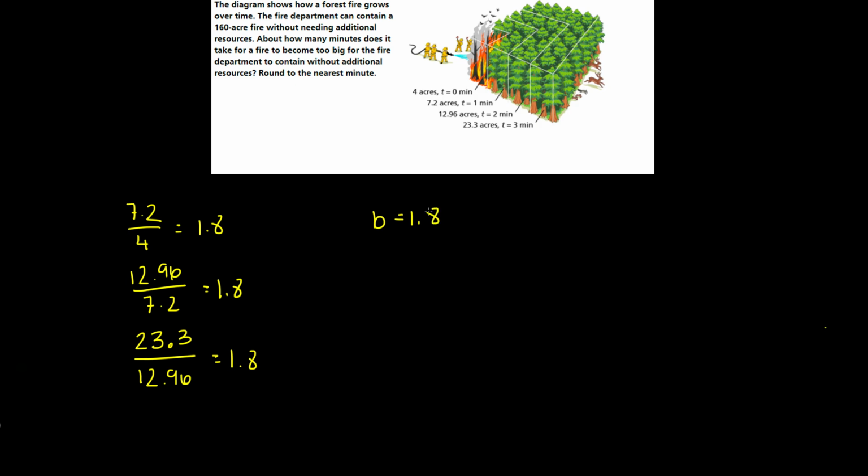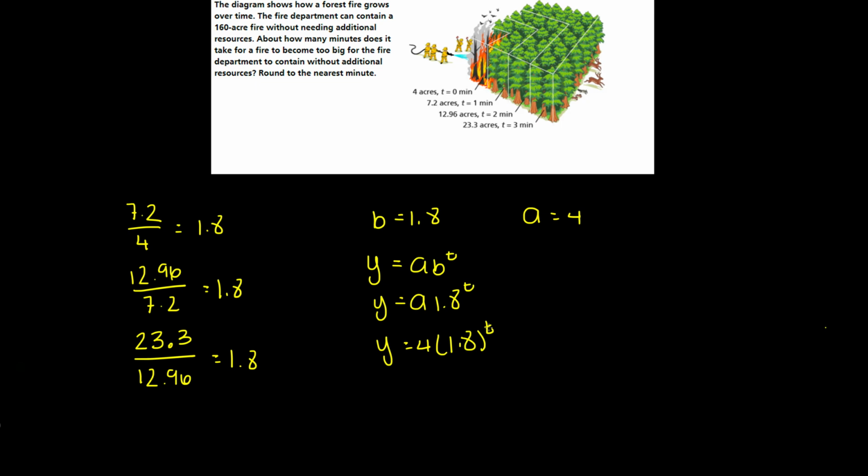I know that my exponential function follows y equals a b to the power of t, so we know what b is. We now have y equals a times 1.8 to the t power. The initial amount of acreage that initially burns is 4. That's what a is going to be, that initial amount that burnt at time equals 0. So now we have y equals 4 times 1.8 to the t power.